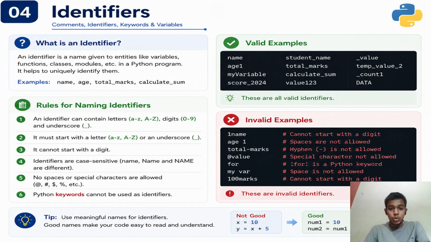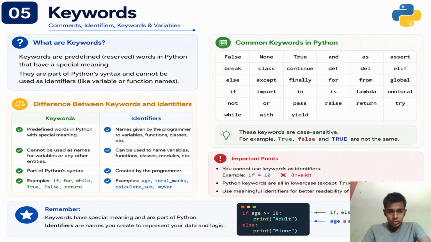Now let's move to our next topic. So our next topic is keywords. Keywords are predefined words in Python that have a special meaning. These words are already defined by Python and are used to perform specific tasks. Because they already have a fixed meaning, we cannot use them as a variable name, function name, or any other identifier. For example, if, else, for, while, return, they all are Python keywords. You can't use them as variable names or any other identifiers.